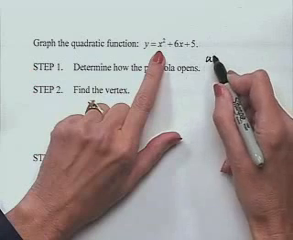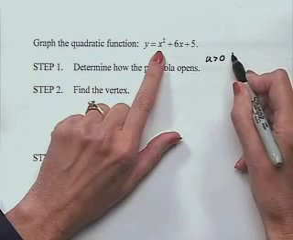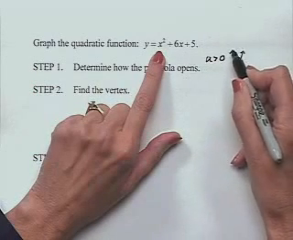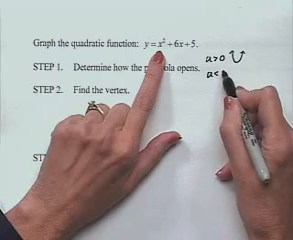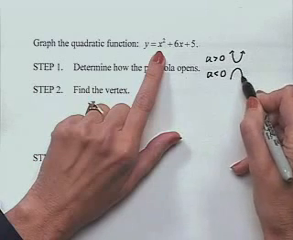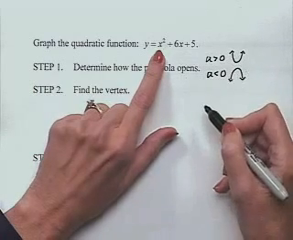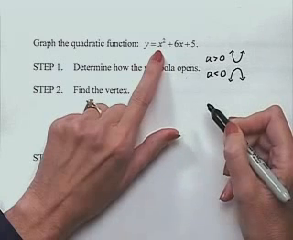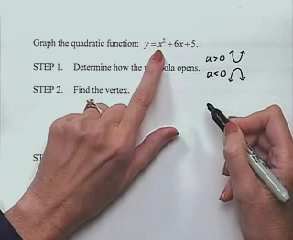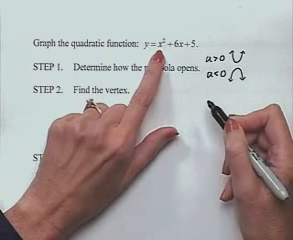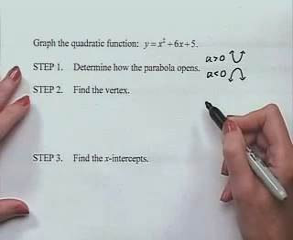If our a value is greater than 0, we're going to have a parabola which opens upward. If our a value is less than 0, we're going to have a parabola which opens downward. We can look at our example and see that our coefficient in front of x squared is 1, which is a positive value, so we know that our parabola will open upward.